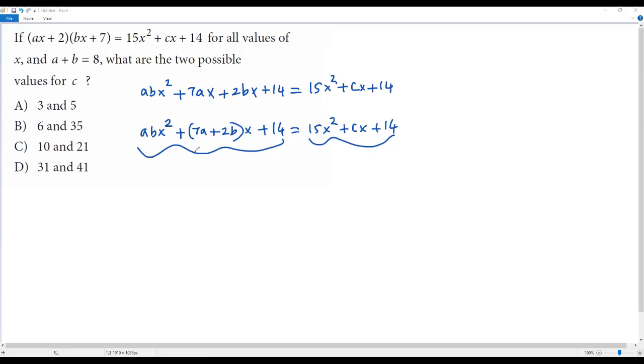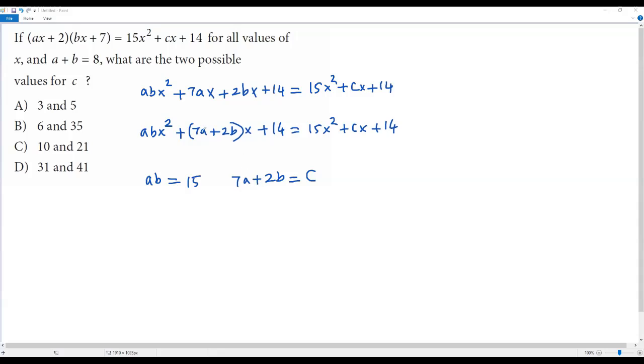So whenever two expressions are equal, the coefficients of like terms must be equal. The coefficient of x squared on the left side is just ab, and on the right side it is 15. So they must be equal because the two expressions are equal. Now let's consider the coefficient of x on the left side, which is 7a + 2b. The coefficient of x on the right side is just c. Okay, here we have ab equals 15, and 7a + 2b equals c.